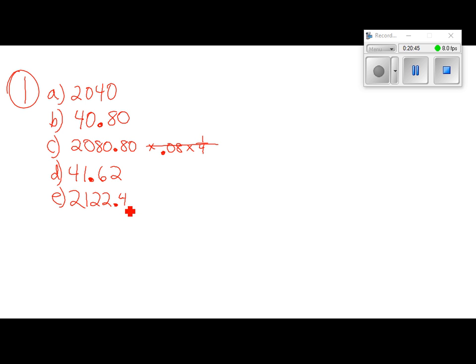42 cents. Yeah, 42. So after 3/4 of the year, she has $2,122.42 in the account. To get F, we take that answer times the 8% again, times the 1/4.